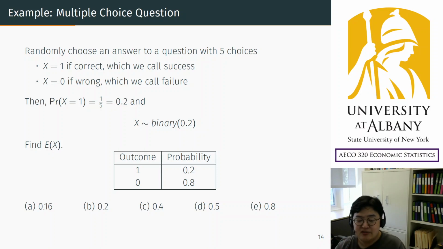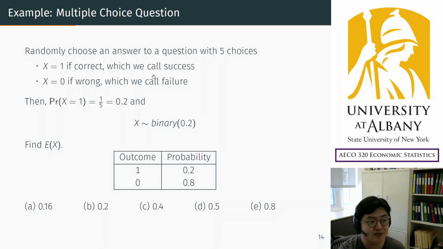So based on what I described, the parameters fully characterize the distribution. That means if you know the parameter, you should be able to calculate the variance. So the variance must have a certain relationship with the parameter. Then the goal of this chapter is to study the variance, and we are going to consider another example.